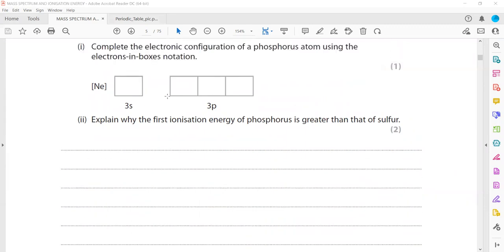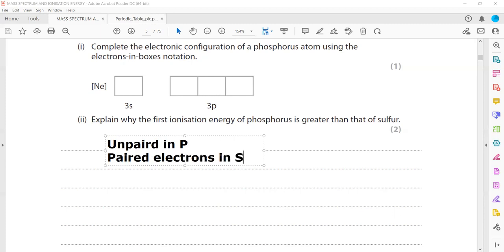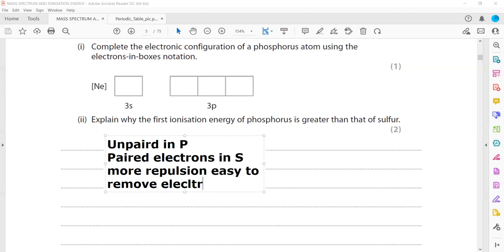That is 2 marks. So one is for unpaired electrons in phosphorus, and paired electrons in sulfur, so they will have more repulsion. It will be easy to remove the electron, or a smaller amount of energy can remove the electron. Is it clear? Yes, sir.